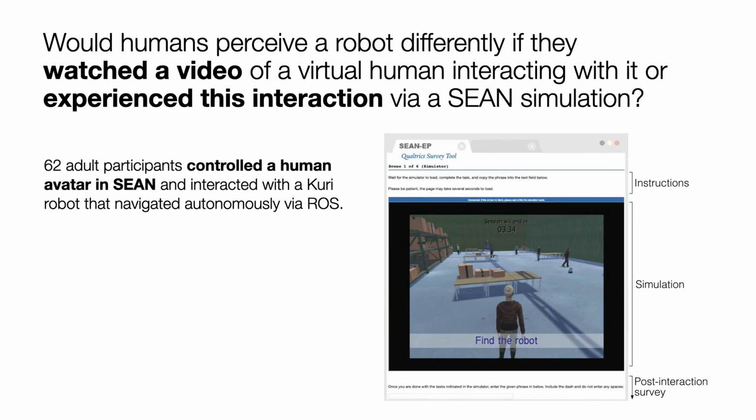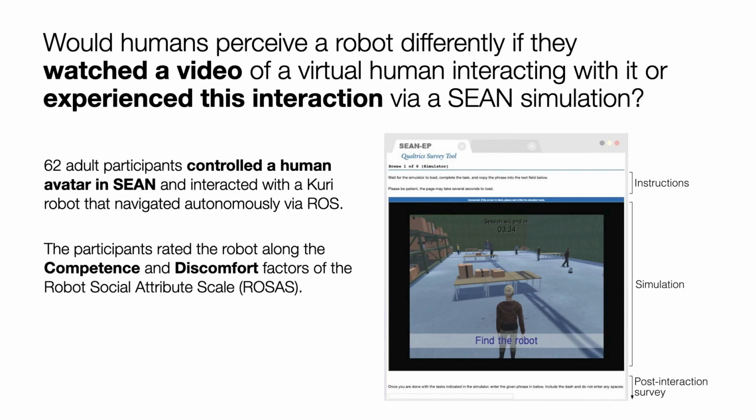The experiment can be described in detail as follows. We first collected data of 62 adult participants who controlled a human avatar in online Sean simulations and interacted with a Curie robot that navigated autonomously using the ROS navigation stack. During the simulations, the participants performed simple tasks that encouraged them to interact with the robot, for example, finding and following it in the environment as we saw.